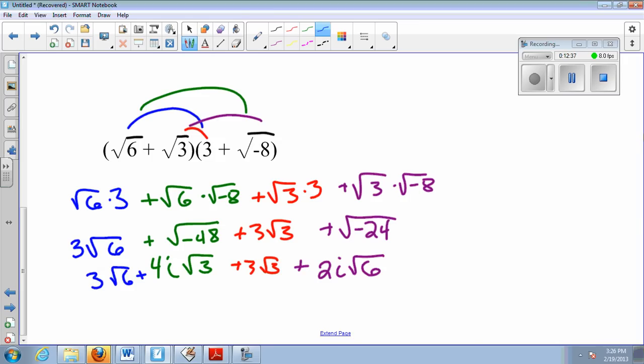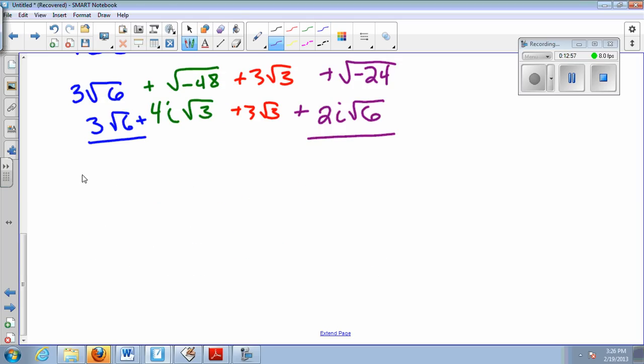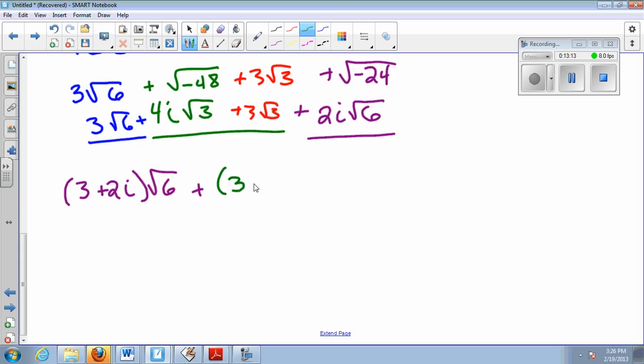Now we look for our like terms. Like terms need to have the same root. So in the blue we have a 3 root 6, and in the purple we have a 2i root 6. So we can combine those to be 3 plus 2i root 6, plus, and then our next two also have the same root, root 3. So plus 3 plus 4i root 3.